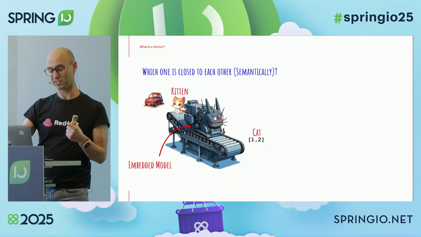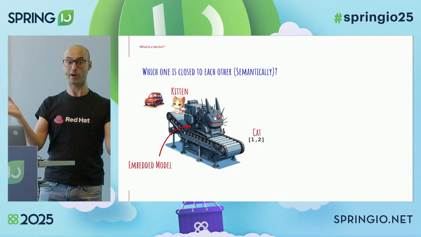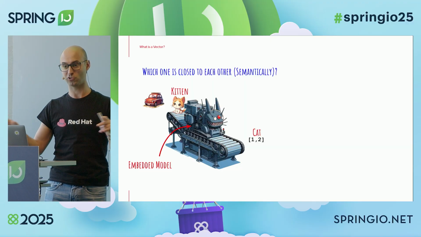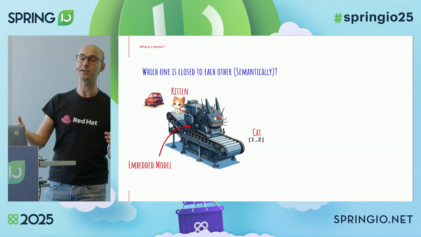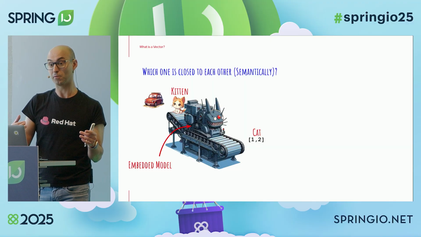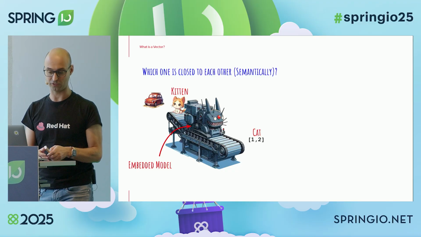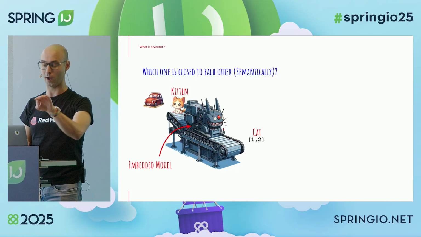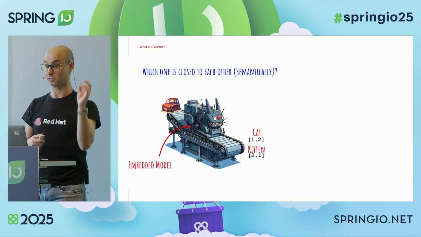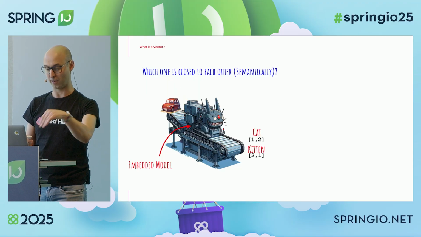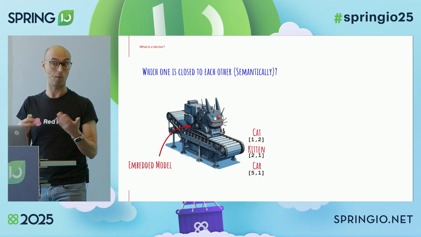In this example, I put a vector of 2 dimensions because we are humans and we understand 2 or 3 dimensions, no more. But the reality is maybe hundreds of dimensions. So it's a vector with hundreds of dimensions. So for example, I said cat and I put 1, 2. I put kitten and I put 2, 1. And then I put car and maybe it returns 5, 1.